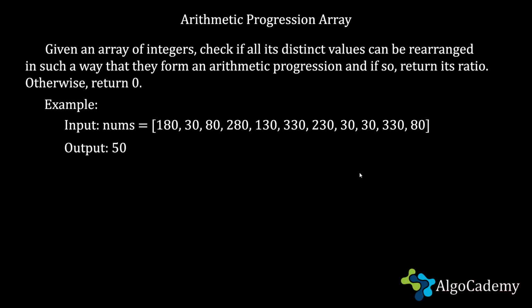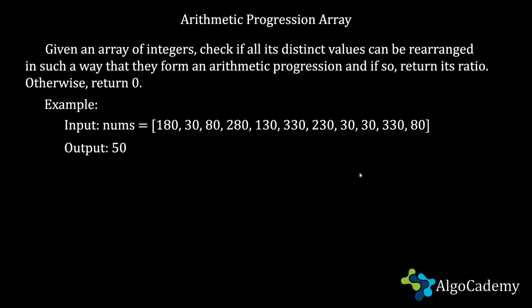We are given an array of integers and we should check if all its distinct values can be rearranged in such a way that they form an arithmetic progression. And if so, we should return its ratio, right? Every arithmetic progression has a ratio, and we are going to see the definition of that in more detail a little bit later. Otherwise, if there is no way to rearrange only the distinct values in such a way that it forms an arithmetic progression, we will just return 0, right? Because as we have at least two distinct elements, there is no arithmetic progression to have the ratio 0, because it consists of only one distinct value.